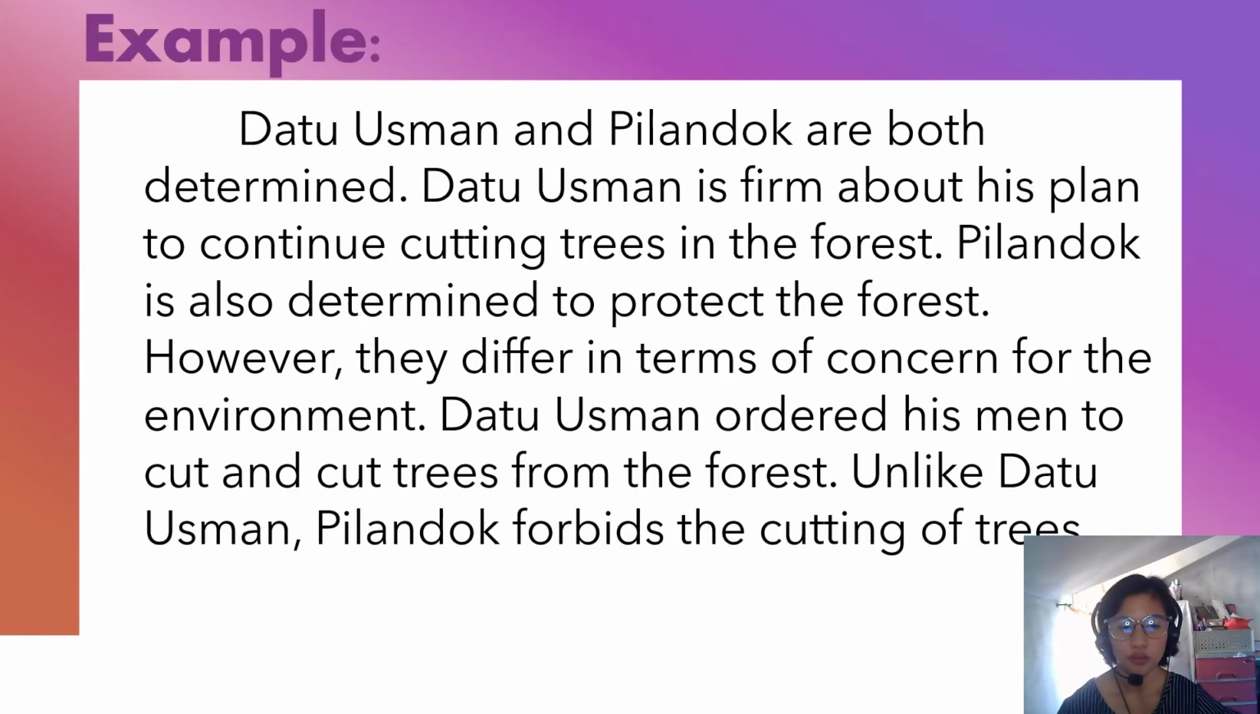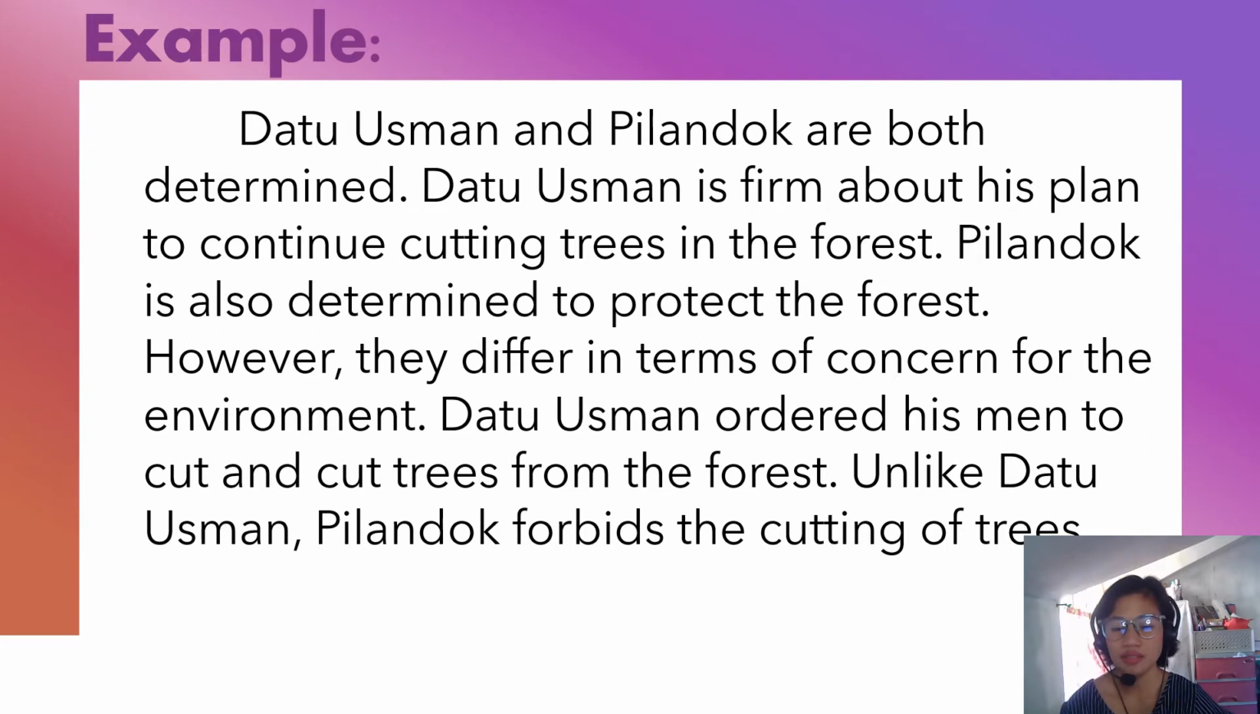For example, Datu Usman and Pilandok are both determined. Datu Usman is firm about his plan to continue cutting trees in the forest. Pilandok is also determined to protect the forest. However, they differ in terms of concern for the environment. Datu Usman ordered his men to cut trees from the forest. Unlike Datu Usman, Pilandok forbids the cutting of trees.